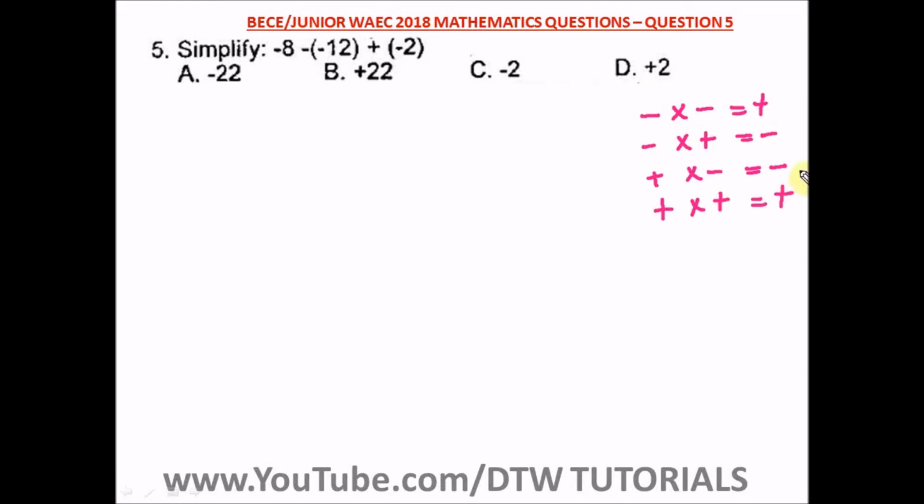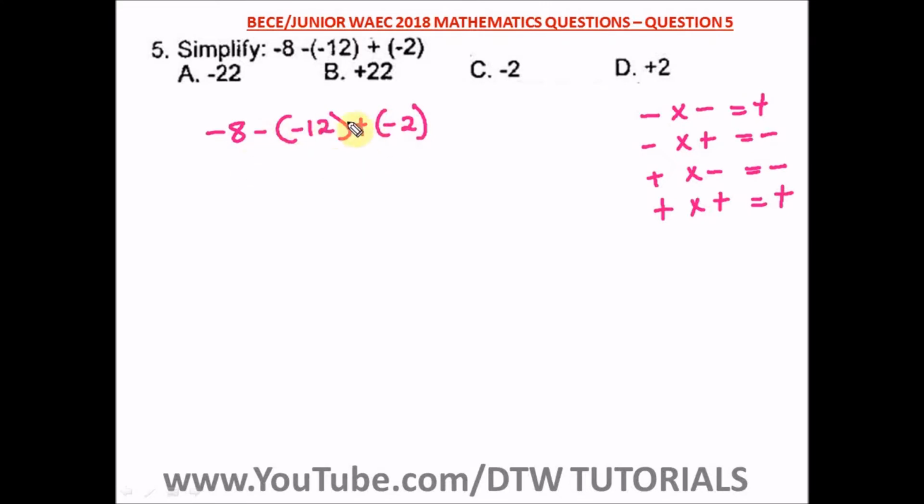Understanding the rules governing your signs, you really need to know this. Apart from multiplication, there's also the addition and subtraction of signs. If I try to explain it here, I'm going to take so much time, but I know from this example you are going to understand it. So from here we have minus 8 minus bracket minus 12 plus bracket minus 2. Let's start from here.